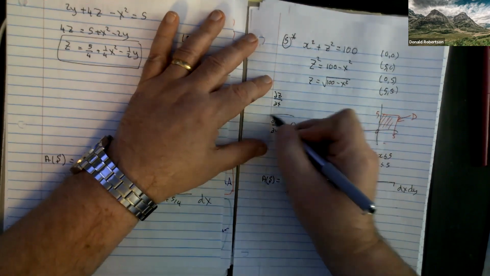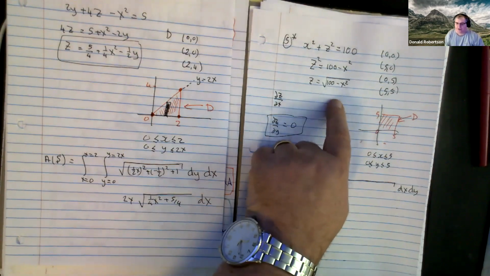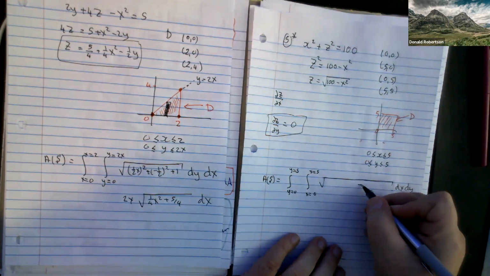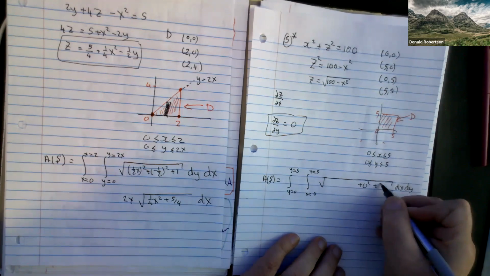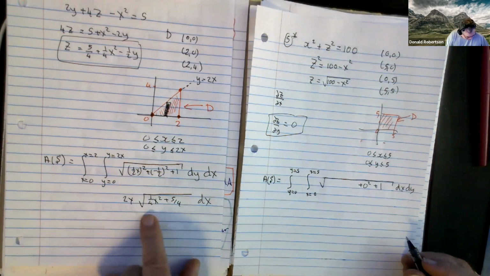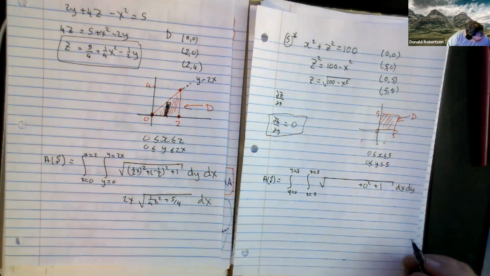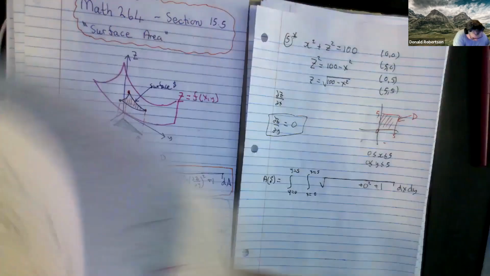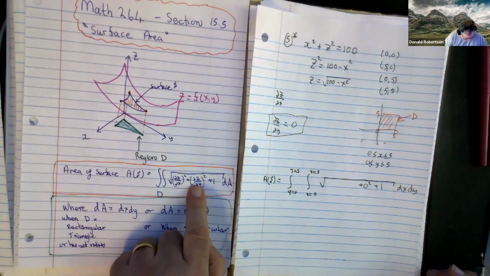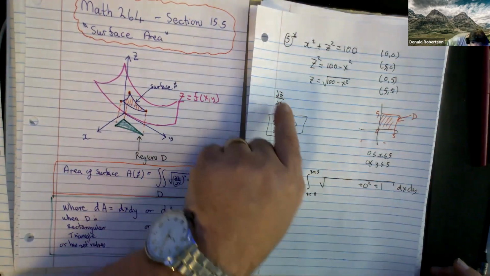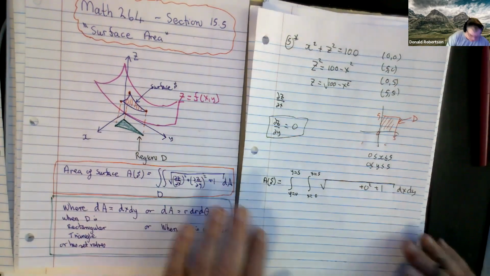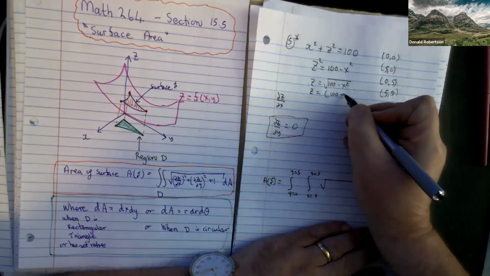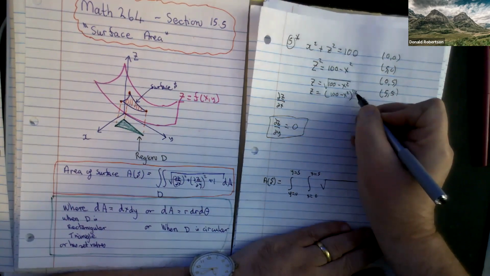The good news is that that term is 0 because this has no y's in it. So I know I'm going to have plus 0 squared plus 1. That's my general formula, which is that term squared plus 1. The problem is this part needs to get differentiated. So I'm going to call it 100 take away x squared to the half.